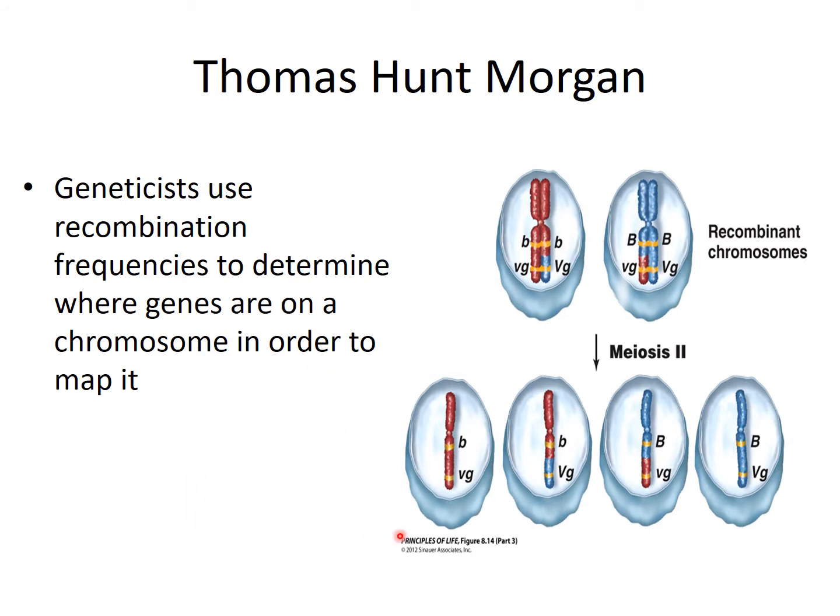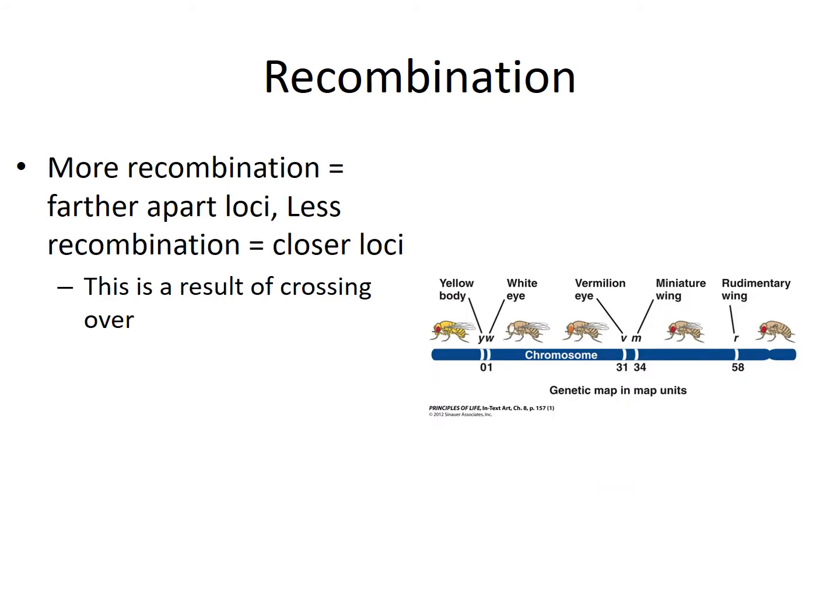Geneticists use these recombination frequencies. So they look at the offspring and figure out what's the frequency of offspring that are recombined. The more often something recombines, the more often it gets mixed up, that tells us that those genes are farther away on the chromosome. The less often they get mixed up, that means the closer together they have to be on the chromosome. And that leads us to this idea that more common recombination means the loci are farther apart. Less recombination means the loci are closer together.